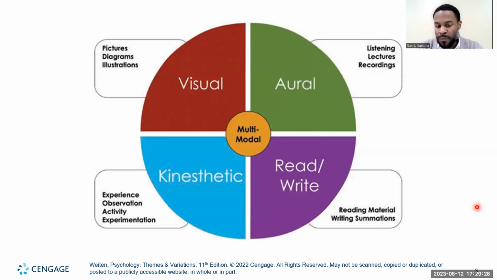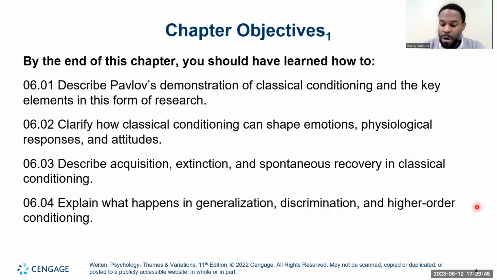I mean, you might have two of them, three of them, or all four, and you need to find the ones that are most effective for you to retain and learn the information that you're being presented in lectures and even at work at times. Okay, so here are our chapter objectives, but again, that wasn't necessarily the classical and operant conditioning that we were referring to, but those learning styles are really important.